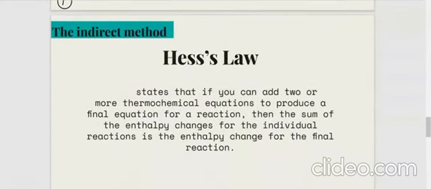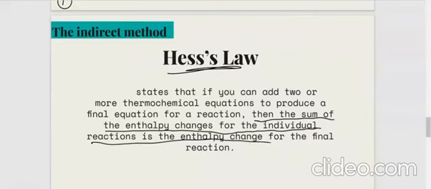Now moving on to the indirect method. For this method, we have to use something called Hess's law, which states that if you add 2 or more thermochemical equations to produce a final equation for a reaction, then the sum of the enthalpy changes for the individual reactions is the enthalpy change for the final reaction.